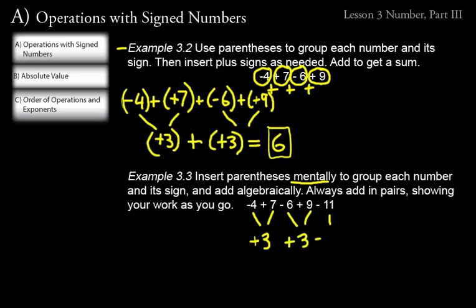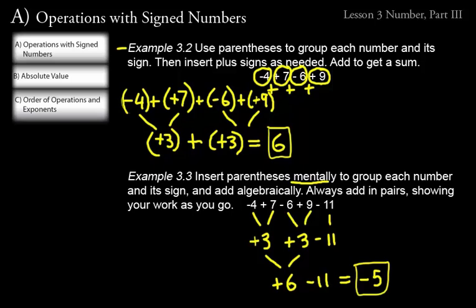So let's add in pairs again. So we have 3 plus 3 is 6. Bring the negative 11 down again, and that would give us a negative 5. So you can get rid of those parentheses eventually. It's good to do them like example 3.1 and 3.2 to start with.